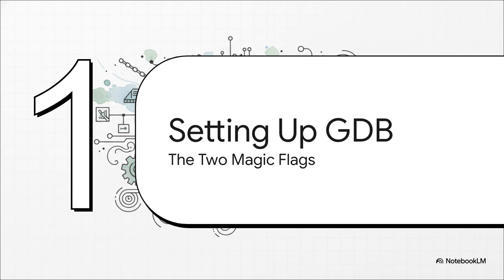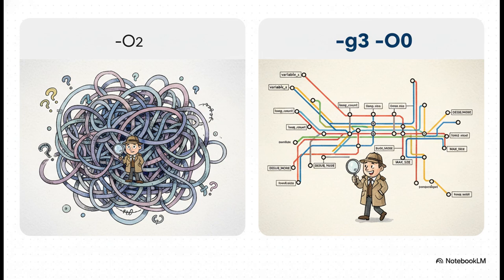Before we even type the letters GDB, we need to have a little chat with our compiler. We have to ask it, really nicely, to bake in some extra information into our program that GDB needs to read. This is, without a doubt, the most important step. And here they are, the two magic flags, -g3 and -O0.